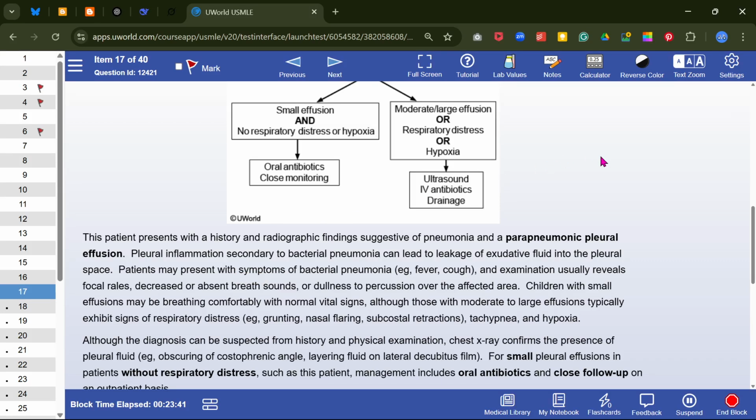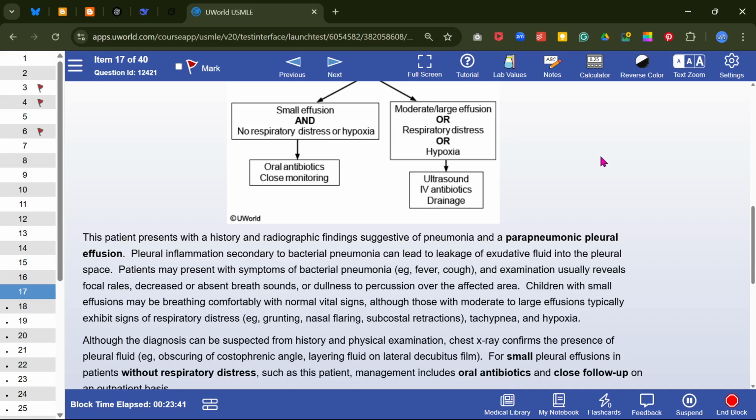This patient presents with a history and radiographic findings suggestive of pneumonia and a parapneumonic pleural effusion. Pleural inflammation secondary to bacterial pneumonia can lead to leakage of exudative fluid into the pleural space. Patients may present with symptoms of bacterial pneumonia, fever, cough, and examination usually reveals focal rales, decreased or absent breath sounds, or dullness to percussion.